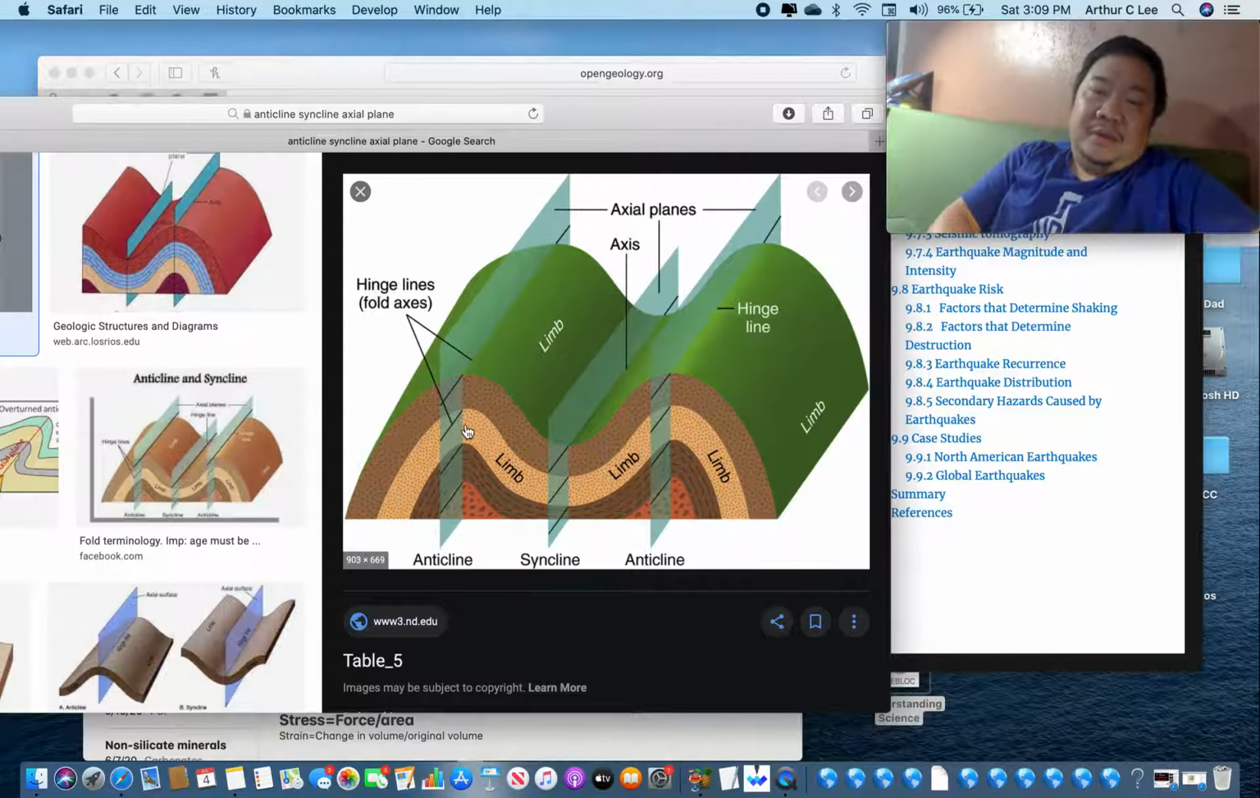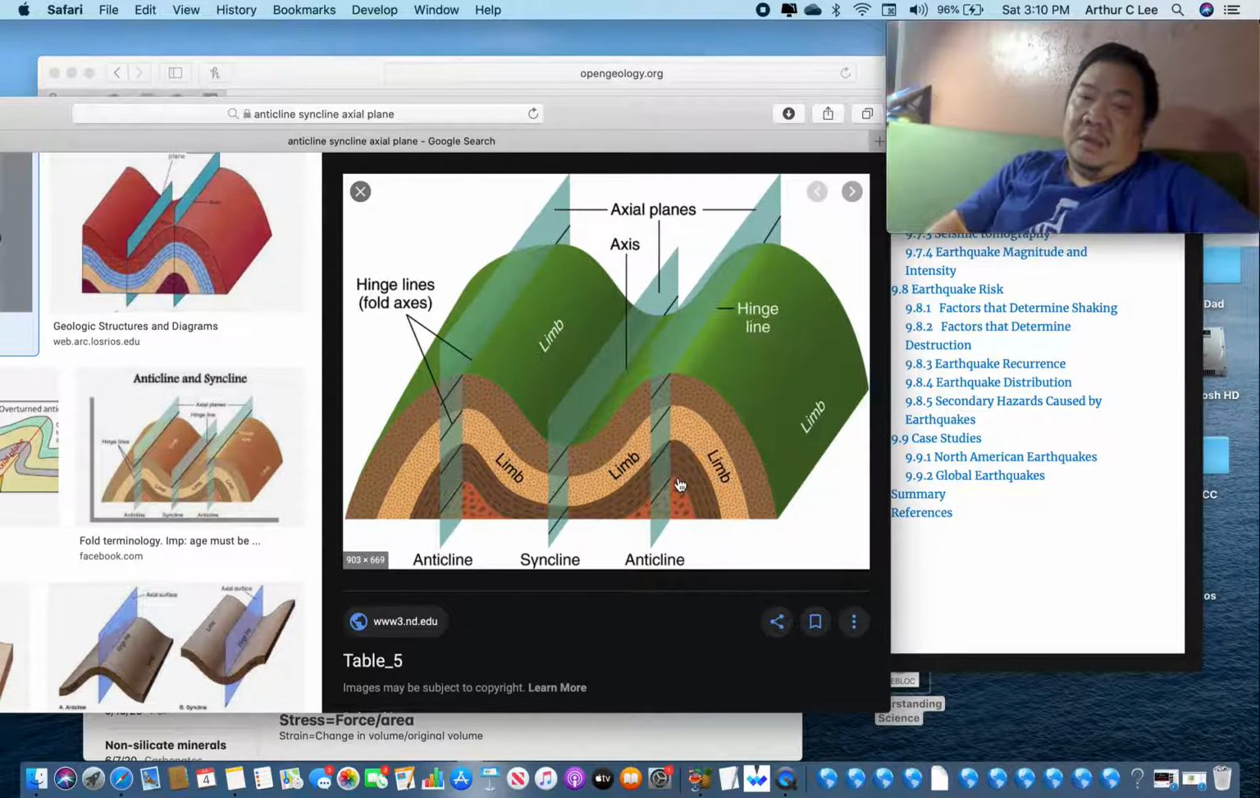Here's an anticline, here's a syncline, and here's an anticline. You can draw an imaginary plane straight through the center of each of these folds, and that's called an axial plane. For example, this anticline has an axial plane. Here's the axial plane of this syncline, and here's the axial plane of this anticline. So an axial plane is an imaginary plane that goes through the center of the folds. You got 3 axial planes in this diagram, right?